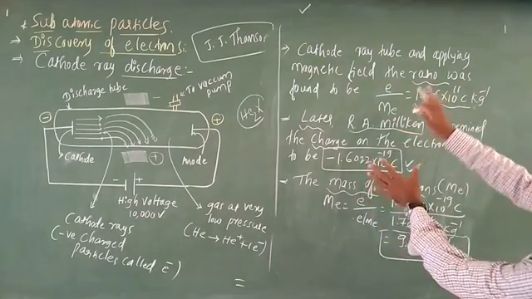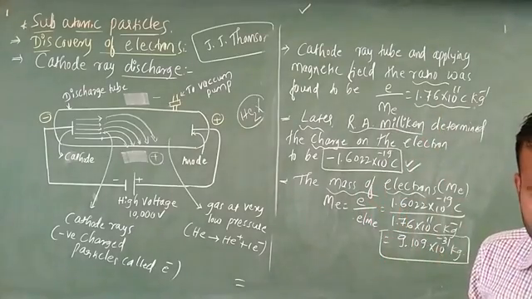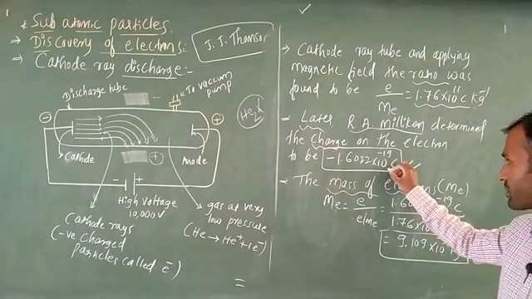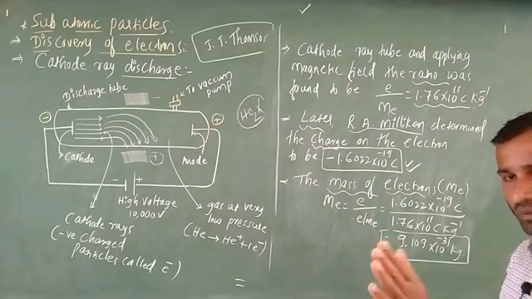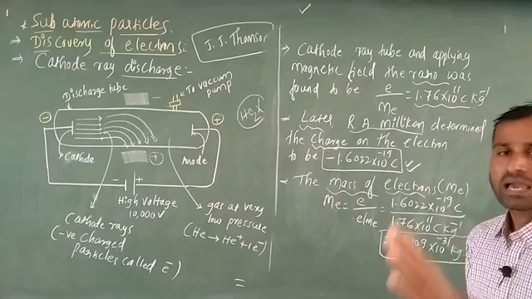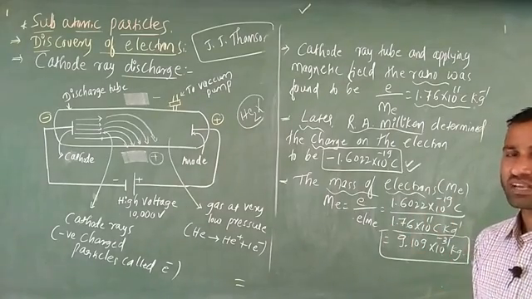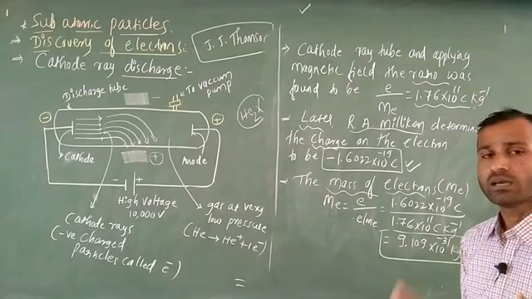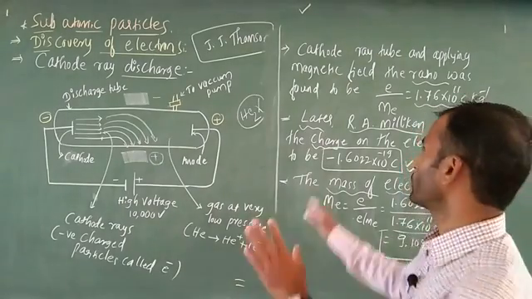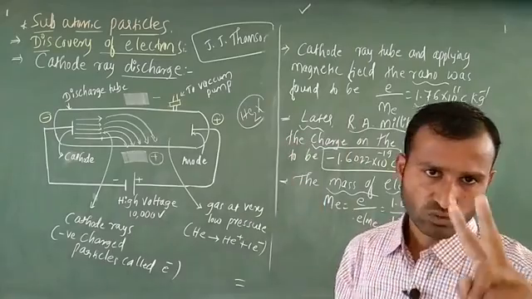Don't worry about all these things, just remember 2 points. The one you have to remember directly, what is the charge of an electron, minus 1.6022 into 10 to the power of minus 19 coulomb. Another point you have to remember, mass of an electron, that is 9.109 into 10 to the power of minus 31 kg. These 2 points are most important. Don't worry about the remaining things here, just remember 2 points.